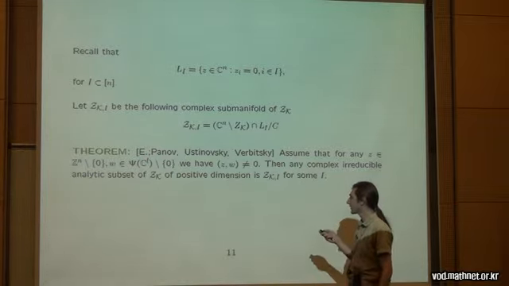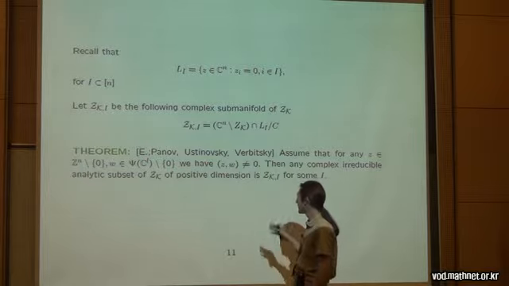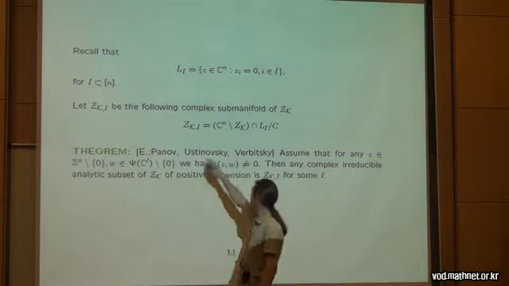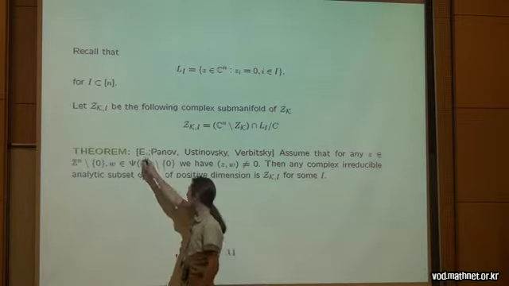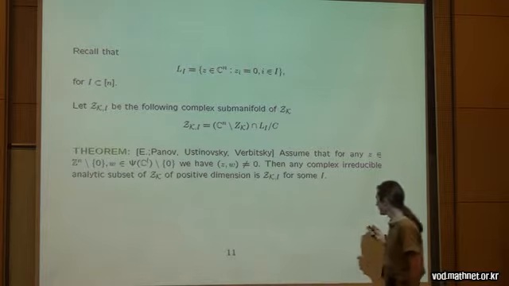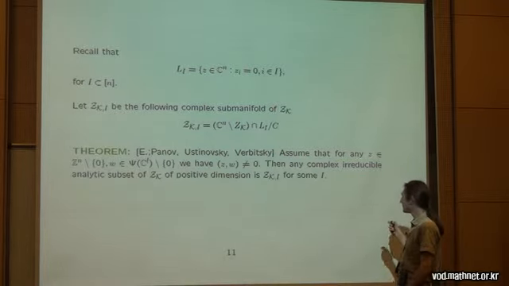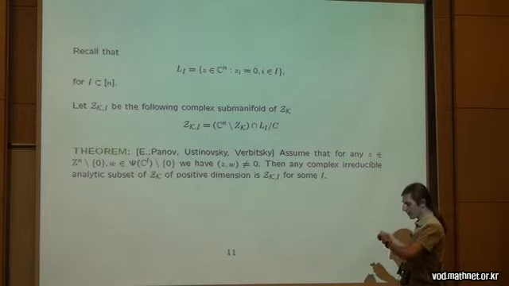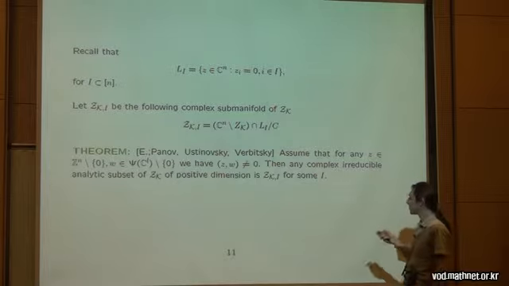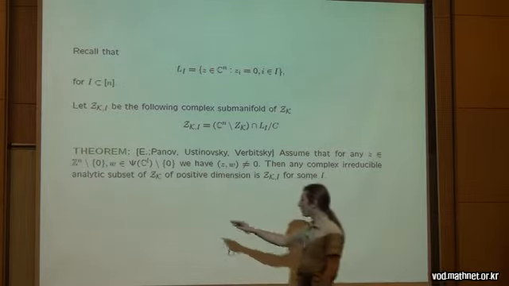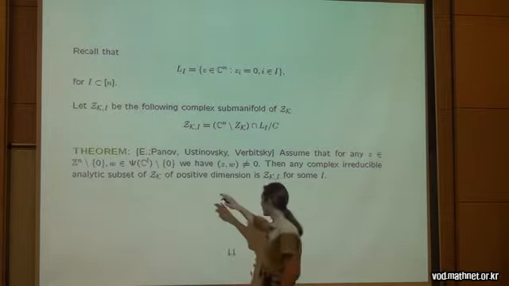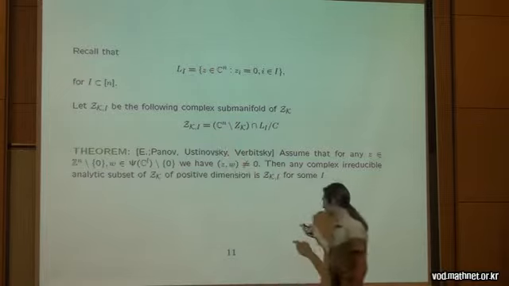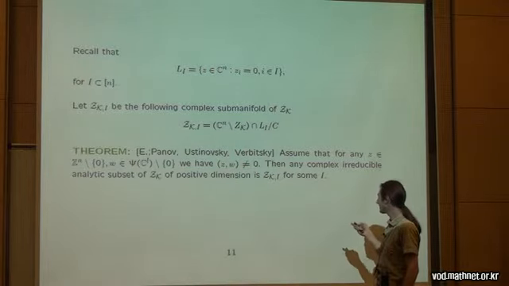And if this additional condition holds, then there are no other complex submanifolds. The theorem says, again, it was proved with some technical additional condition on the psi and a's by Panov, Ustinovsky, and Verbitsky. In general case, it was proved by me. Assume that this condition holds, then any irreducible analytic subset of our manifold Z_K of positive dimension is just the manifold of this type for some index I.